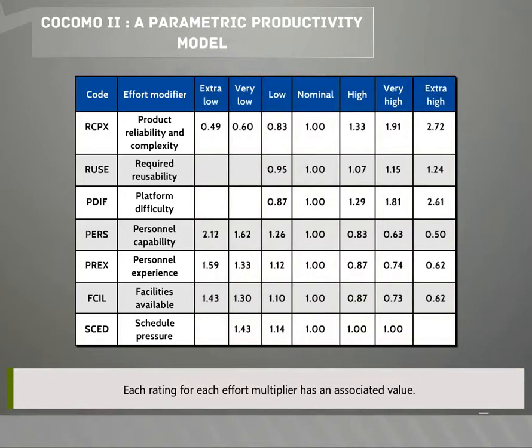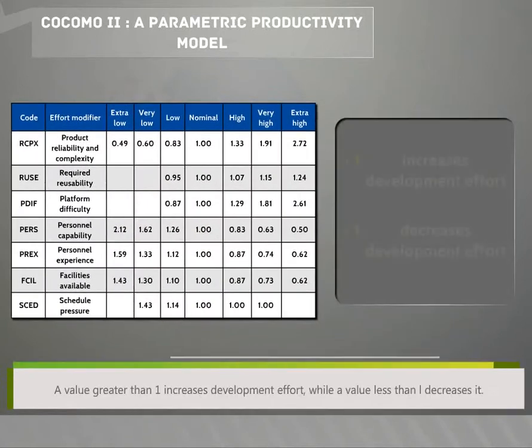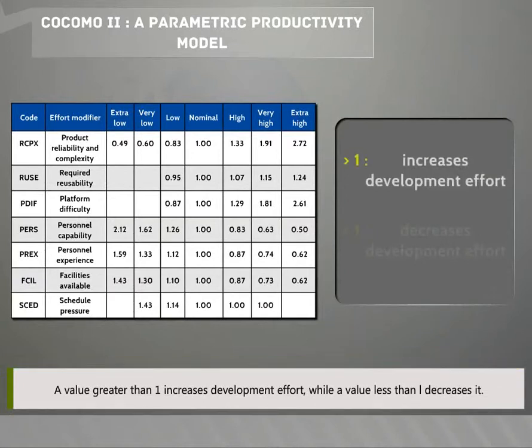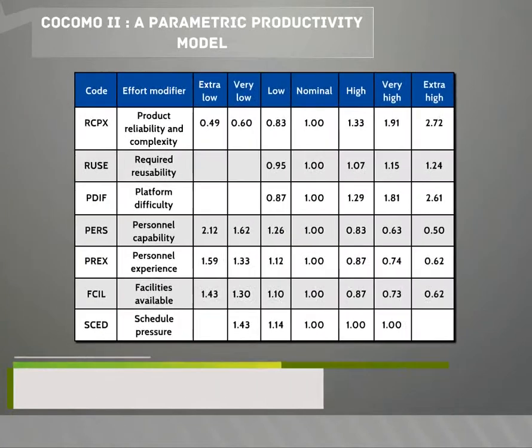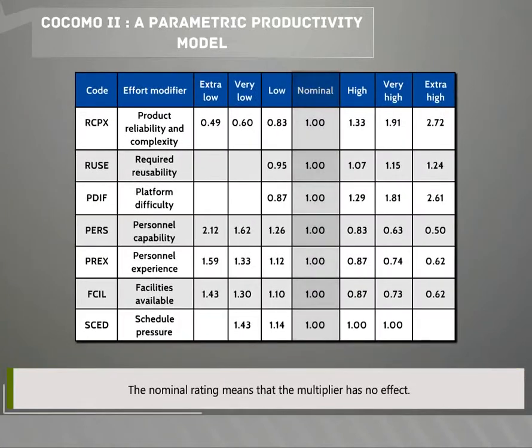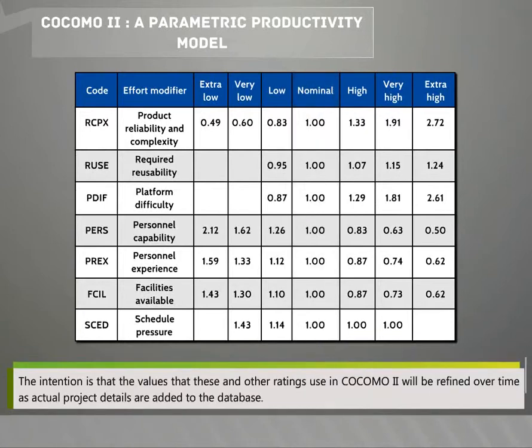Each rating for each effort multiplier has an associated value. A value greater than 1 increases development effort, while a value less than 1 decreases it. The nominal rating means that the multiplier has no effect. The intention is that the values that these and other ratings used in COCOMO 2 will be refined over time as actual project details are added to the database.